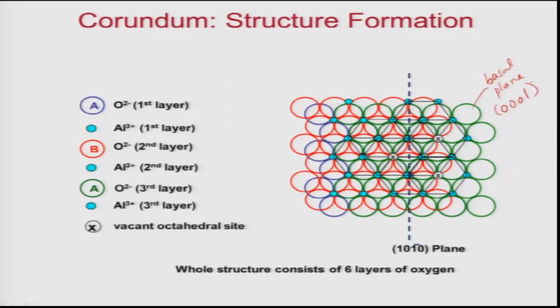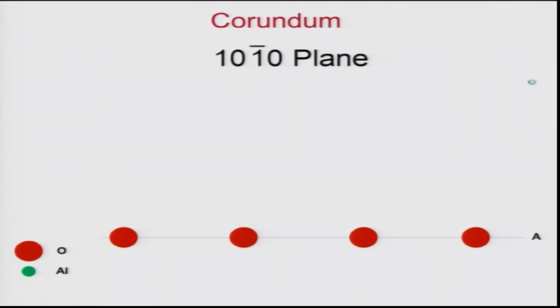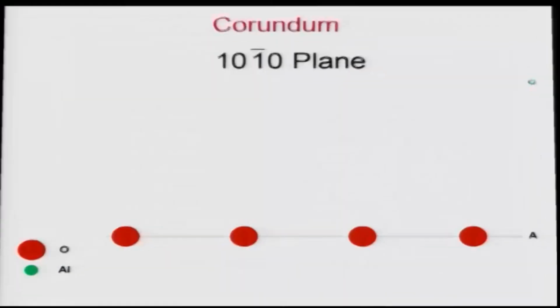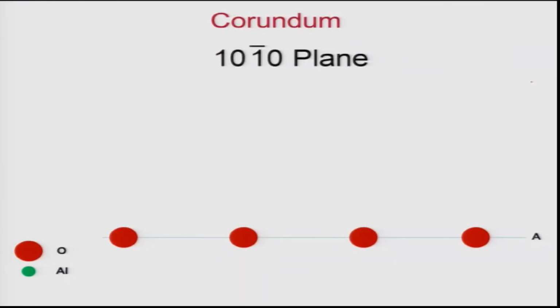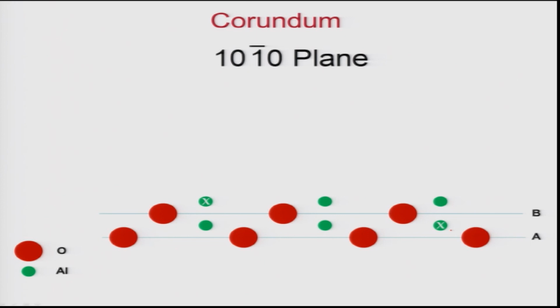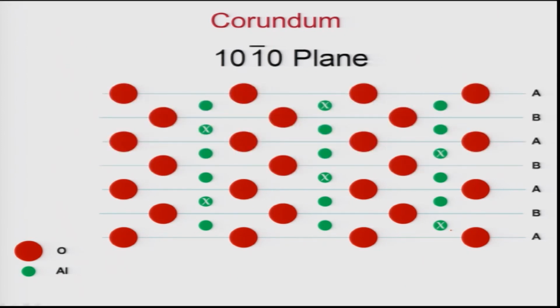So, if I draw a vertical plane across this plane, I can see this a little bit more clearly. So, this will be the 10 bar 10 plane. So, the 10 bar 10 plane will be like this. So, the first layer of oxygen atoms, then we have octahedral voids, you can see 2 empty, third filled, 2 filled, third empty. Okay. Then you have the B layer, again you have the first empty, other 2 filled, and we have another layer of oxygen, then the middle one empty, and this goes on until you have the 6 layers.